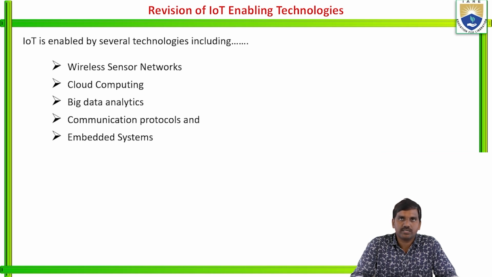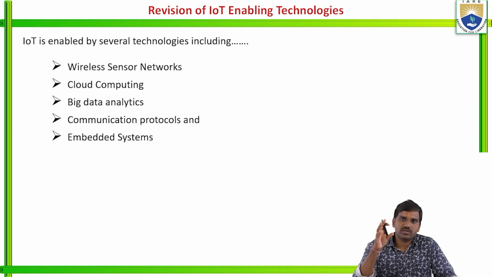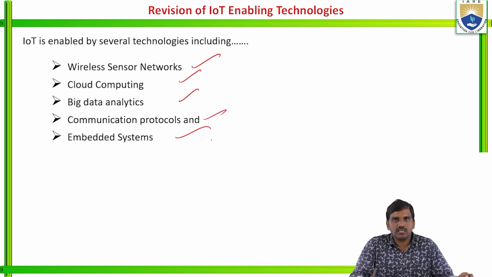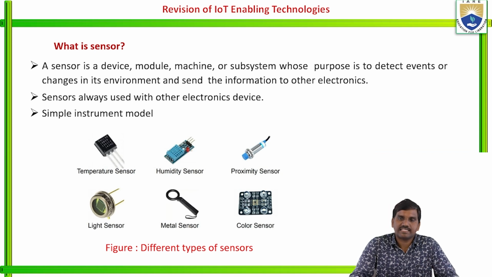We have many more, like artificial intelligence and machine learning, data science, cyber security. Many more IoT enabling technologies are available, but according to our syllabus, we just mention wireless sensor network, cloud computing, big data analytics, communication protocols, and embedded system. So let's start with the first one, wireless sensor network.